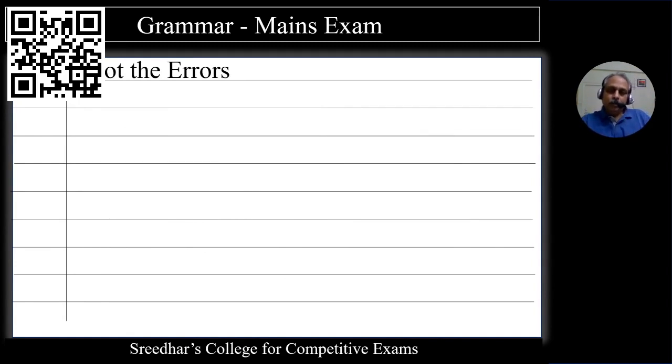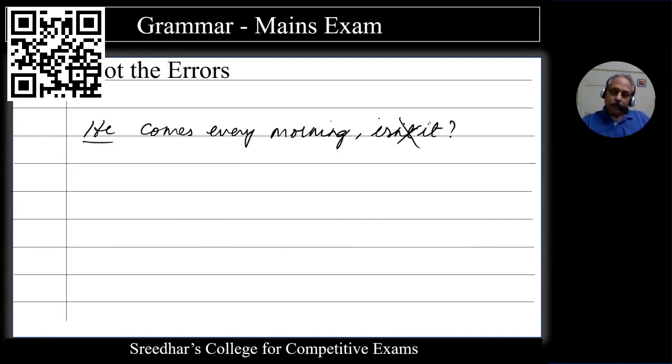Now let us go to question tags. One example. He comes every morning. Isn't it? This is wrong. He comes every morning. This is present tense. And what is the appropriate helping verb that goes with third person singular? Does. Does plus not, doesn't, short form. Doesn't, and we have to repeat the subject. Doesn't he? This is the correct expression.